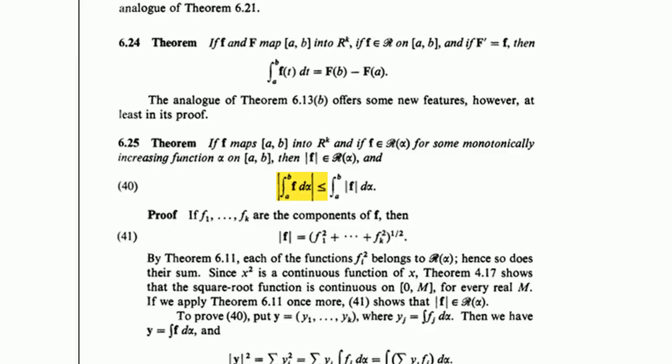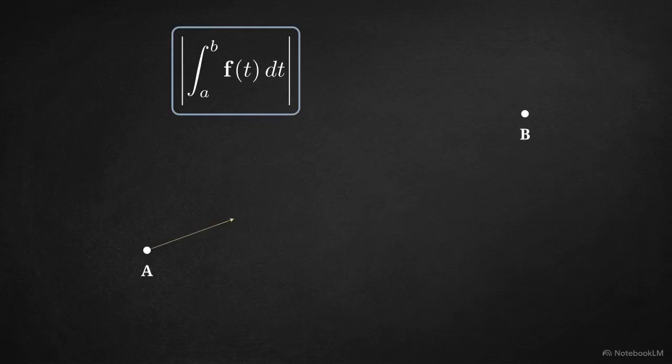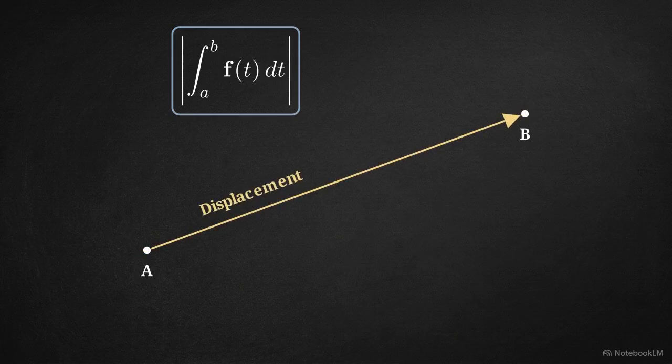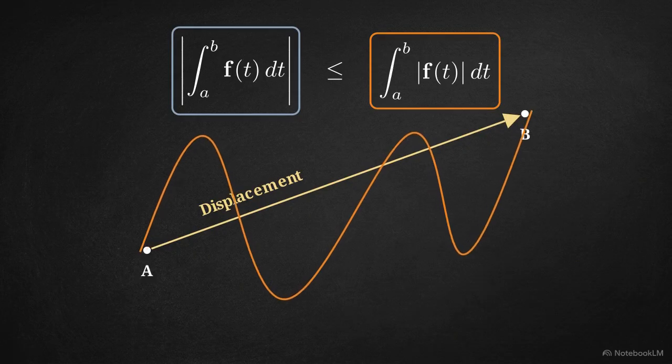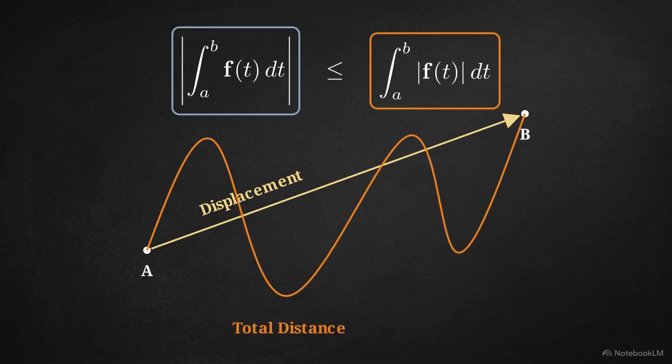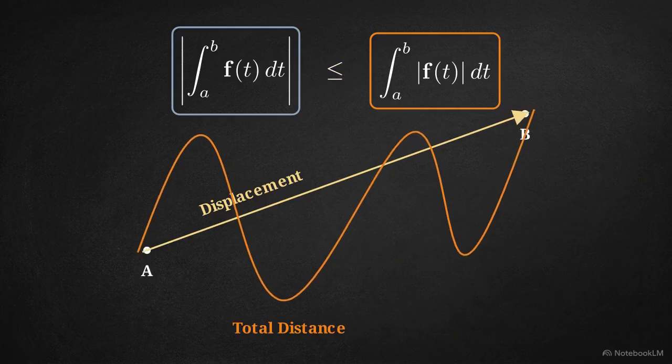Theorem 6.25 formalizes the relationship between the magnitude of an integral and the integral of a magnitude. The left side of this inequality represents the magnitude of the final integrated vector, which is the straight line displacement between 2 points. The right side represents the integral of the speed, which calculates the total distance traveled along the actual path of the curve.